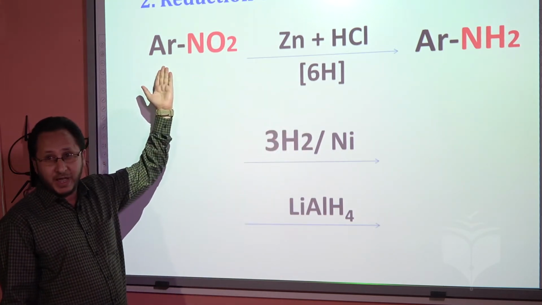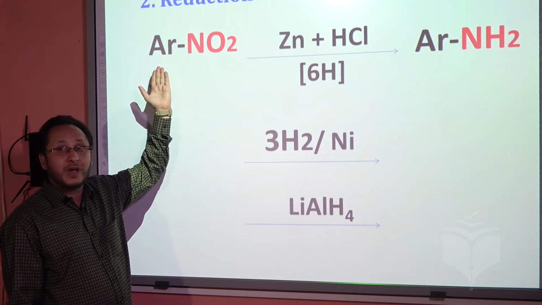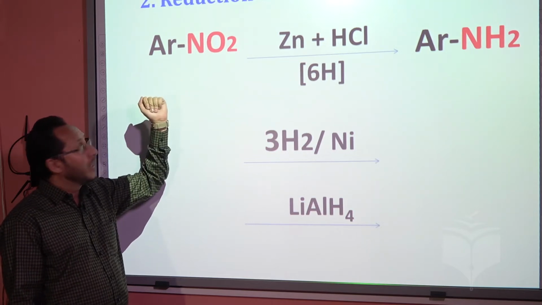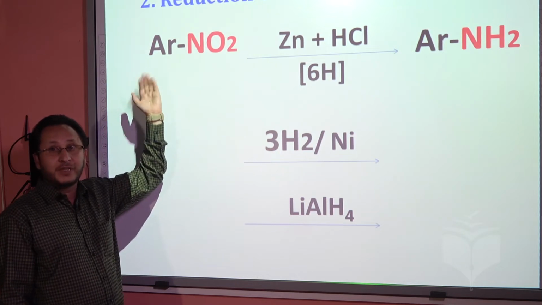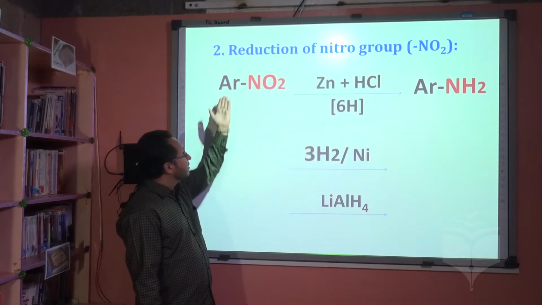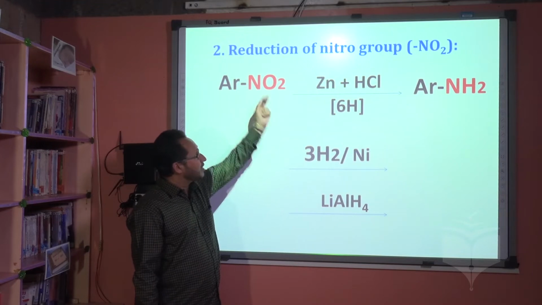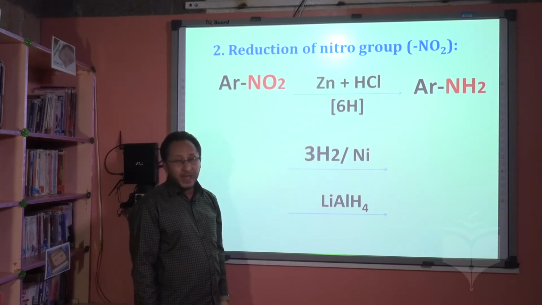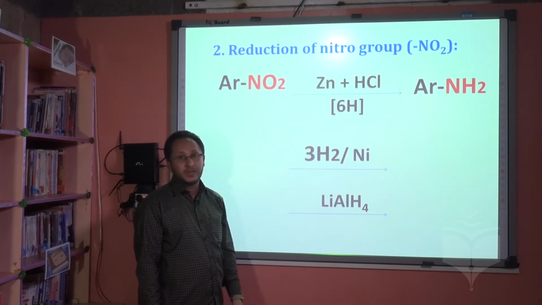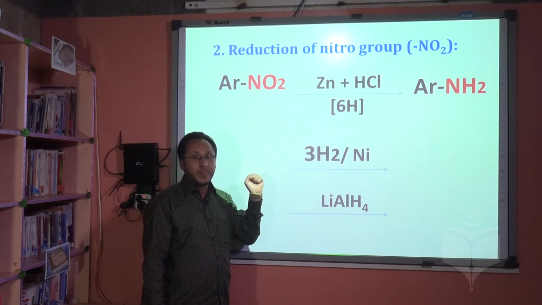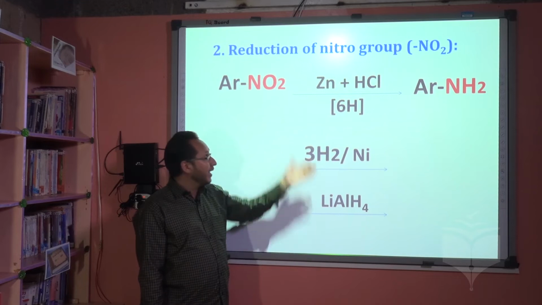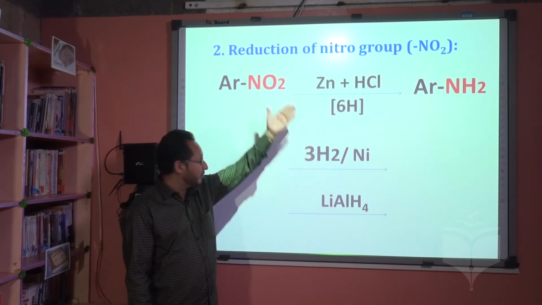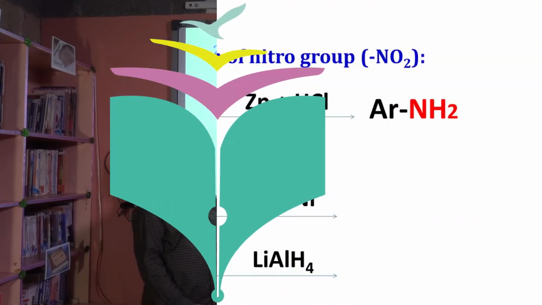So what does AR mean? It's an aromatic compound or aryl group. You can use an alkyl group, but this reaction is preferred for aromatic compounds. We just remove oxygen and replace it by hydrogen, so this is what we call reduction. So the nitro group is reduced to the amino group by any hydrogen source or any process of these.